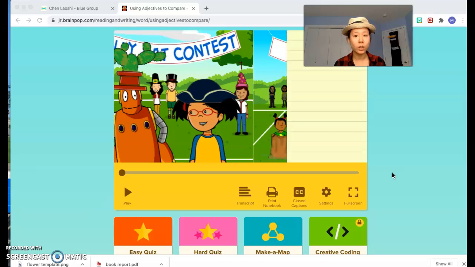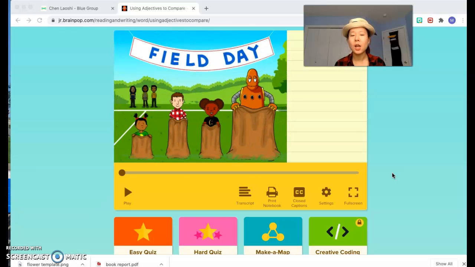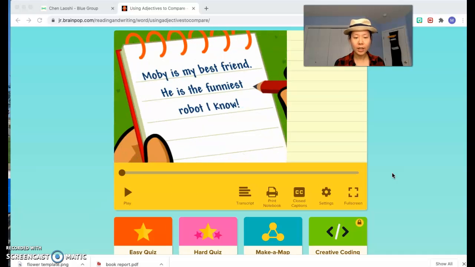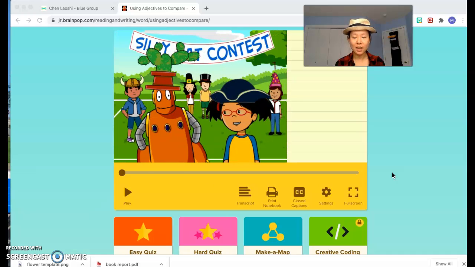So today we will continue to learn about adjectives, but we will learn something new about adjectives. So let's first take a look at a video and then we'll do some practice together on Seesaw. Let's begin.